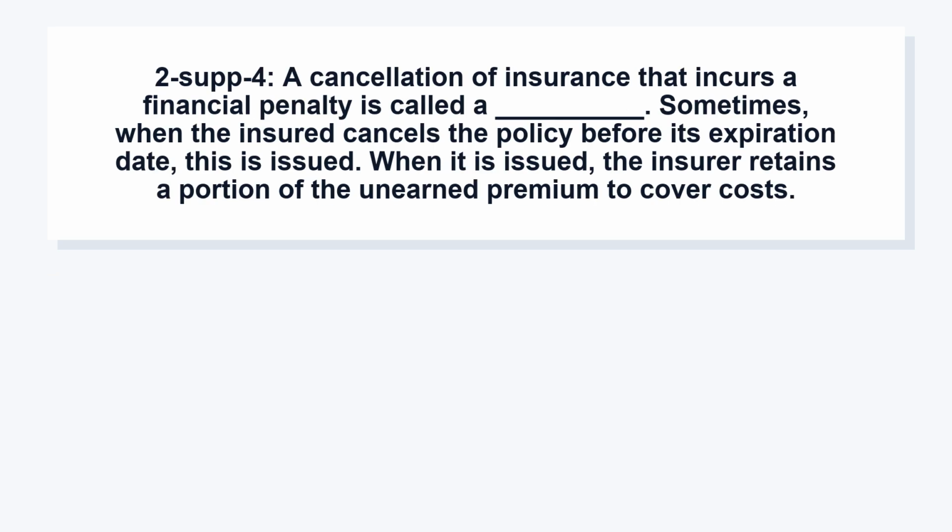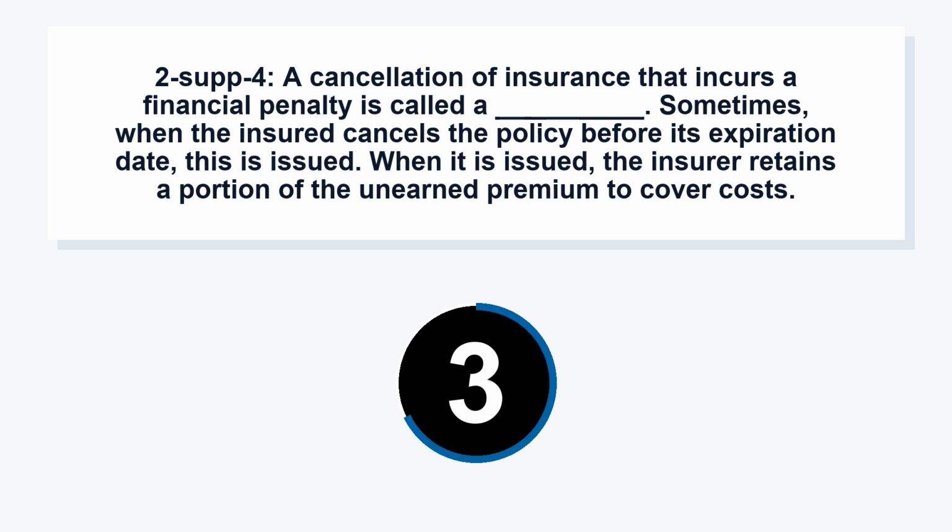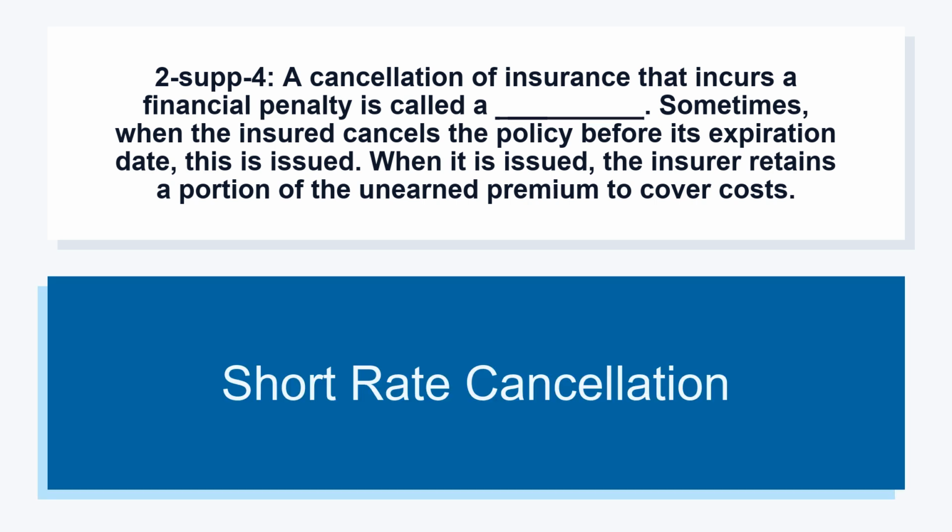2 Sup 4, a cancellation of insurance that incurs a financial penalty is called a ____. Sometimes, when the insured cancels the policy before its expiration date, this is issued. When it is issued, the insurer retains a portion of the unearned premium to cover costs. Short rate cancellation.